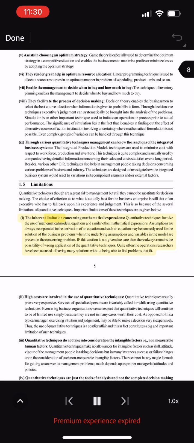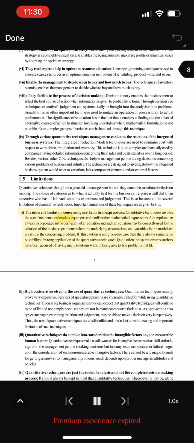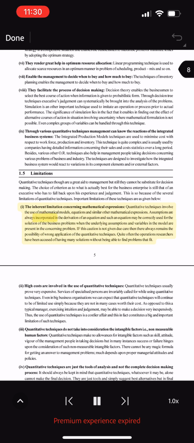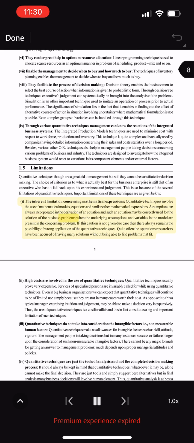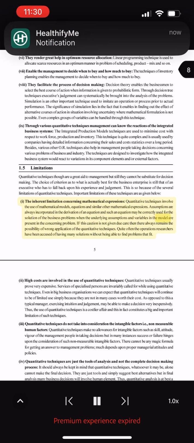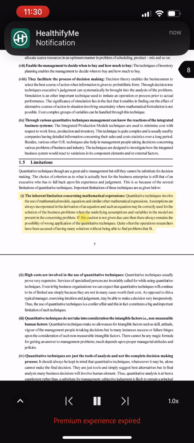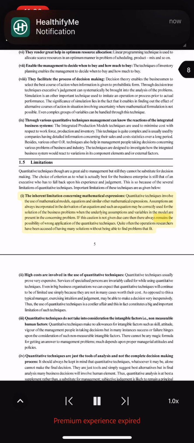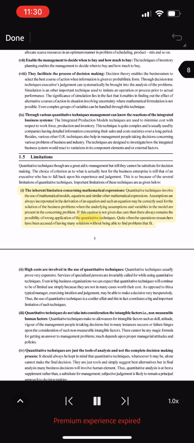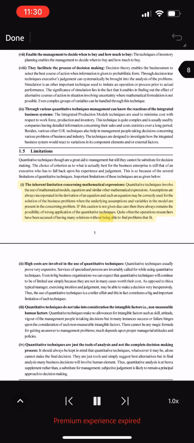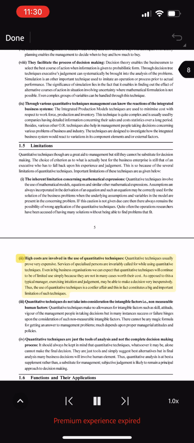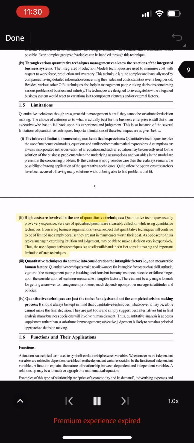1. The inherent limitation concerning mathematical expressions. Quantitative techniques involve the use of mathematical models, equations and similar other mathematical expressions. Assumptions are always incorporated in the derivation of an equation, and such an equation may be correctly used for the solution of business problems when the underlying assumptions and variables in the model are present in the concerning problem. If this caution is not given due care, then there always remains the possibility of wrong application of the quantitative techniques. Quite often the operations researchers have been accused of having many solutions without being able to find problems that fit.